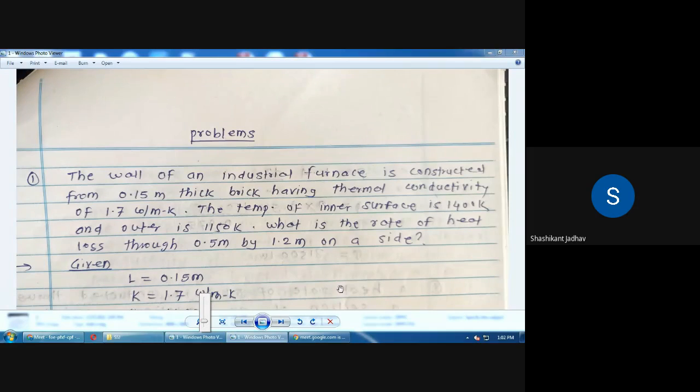What is the rate of heat loss through 0.5 meter by 1.2 meter on a side?